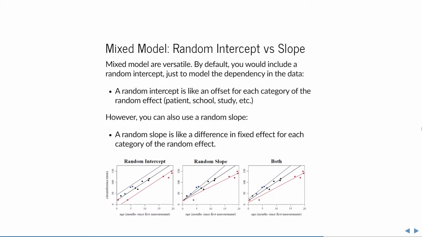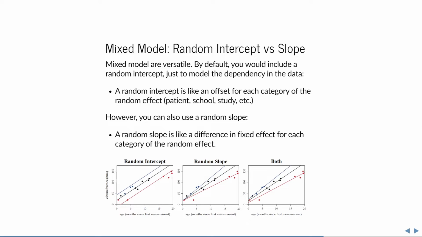All right, so that was an example with a random intercept because it's easy to understand, but mixed models are actually really versatile. And by default, I would start with a random intercept because that is sufficient to model the dependency in the data. And also it's very efficient because all we need to do is estimate one variance. So a random intercept is like an offset for each category of the random effect. So in the examples before, it could be the offset that a patient has on the outcome or that a school has. You know, some schools are better than others. They might have different teachers, etc. And the difference between individual studies coming from different labs with different equipment, etc.